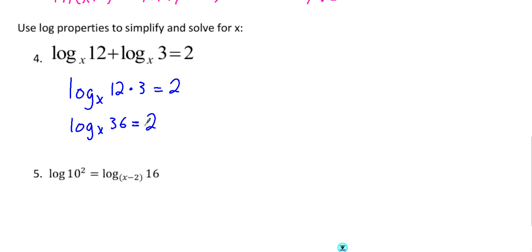And now we're going to use changing the logarithm to its exponential form. So remember, it's x to this power equals that. So when I change it, I get x squared equals 36, which means x can be equal to plus or minus 6. So those are solutions. And of course, you can see that when you plug 6 in here, 6 to the second power is 36, and negative 6 to the second power is 36. So both of them work.